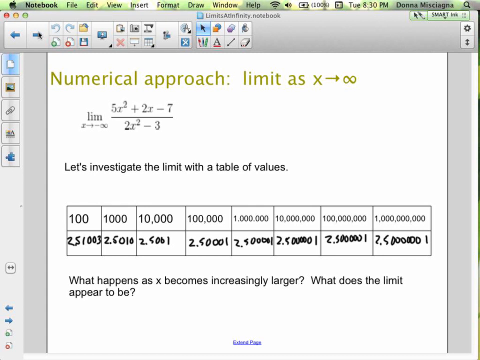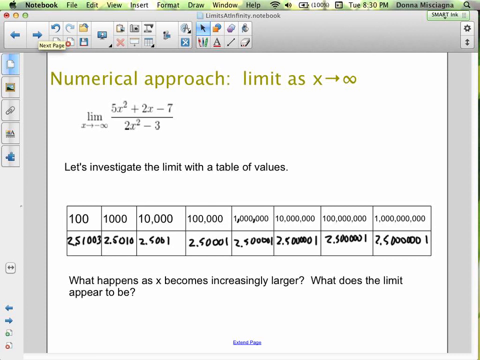So let's look at a numerical approach, a limit as x approaches infinity. Let's investigate with a table of values. Some of my commas look like periods because I accidentally typed a period instead; they look really similar when I'm looking at the board.